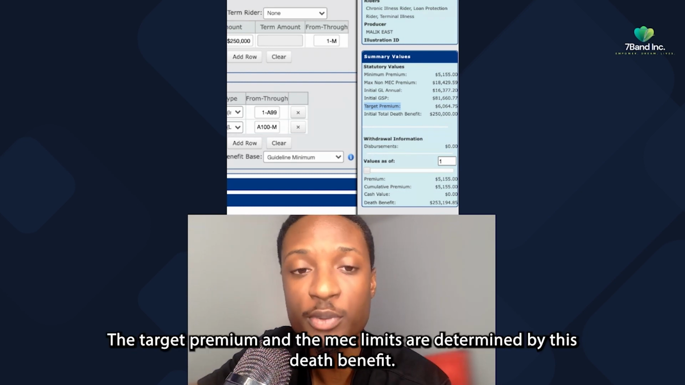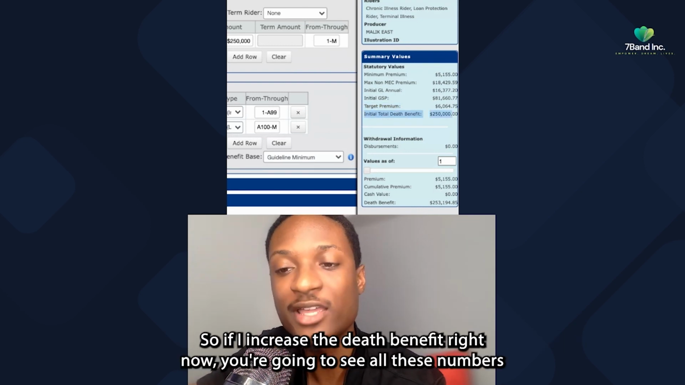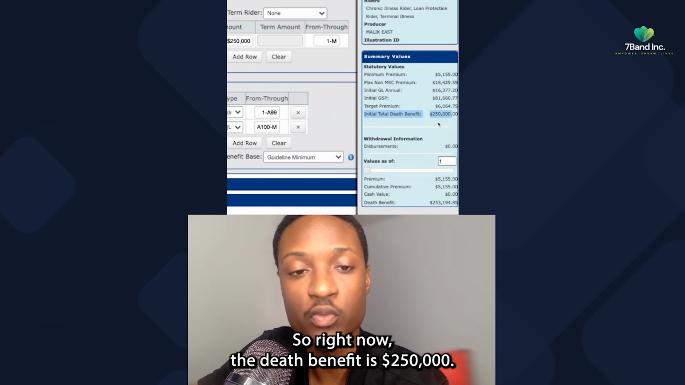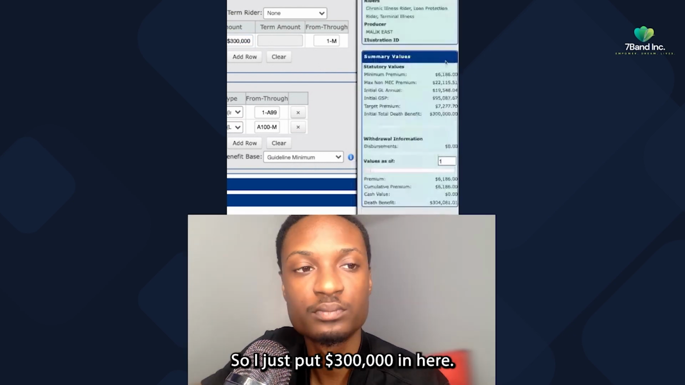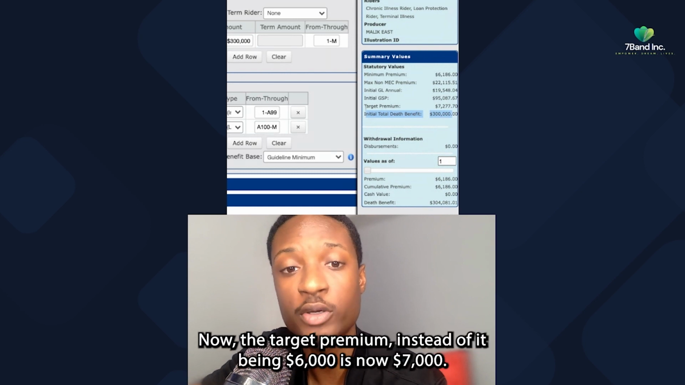Okay, the target premium and the MEC limits are determined by this death benefit. So if I increase the death benefit right now, you're going to see all these numbers go up. So right now the death benefit is 250,000. Let's go up to 300,000. So I just put 300,000 in here. Now the death benefit is 300,000 instead of 250,000. Now the target premium, instead of it being 6,000, is now 7,000. You get what I'm saying?